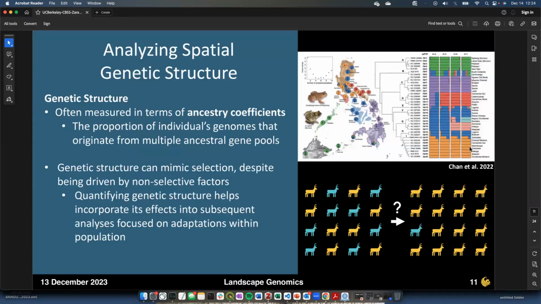All right, so to analyze genetic structure, one thing that's commonly used is something called ancestry coefficients. This is just the proportion of an individual's genome that comes from multiple ancestral gene pools. For an example, this is a study by Chan et al. where they have frogs in the Philippines, and the frogs were assigned to one of five populations based on their SNP data.